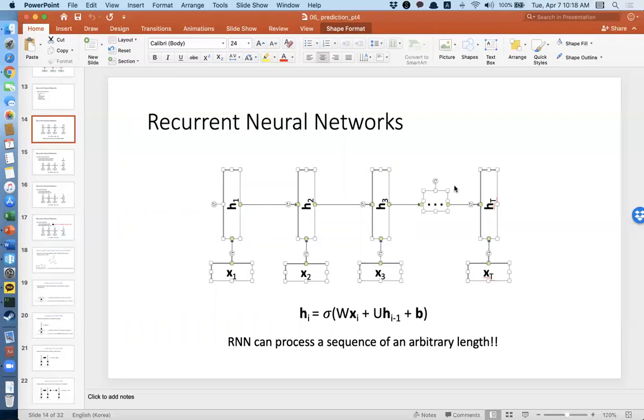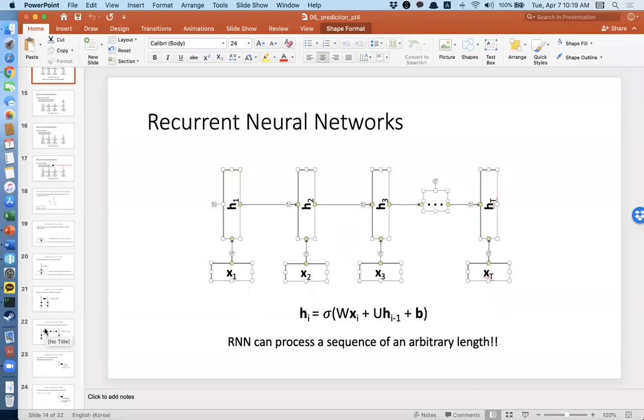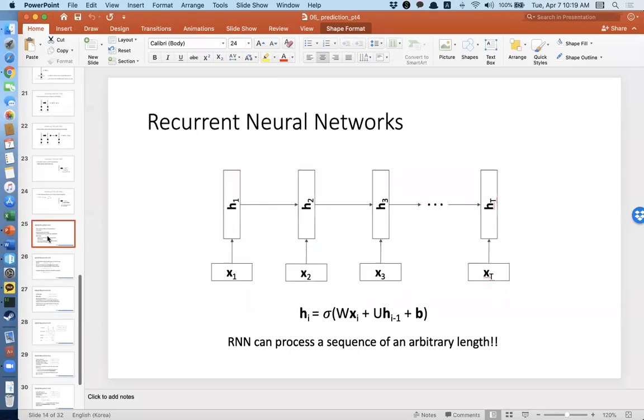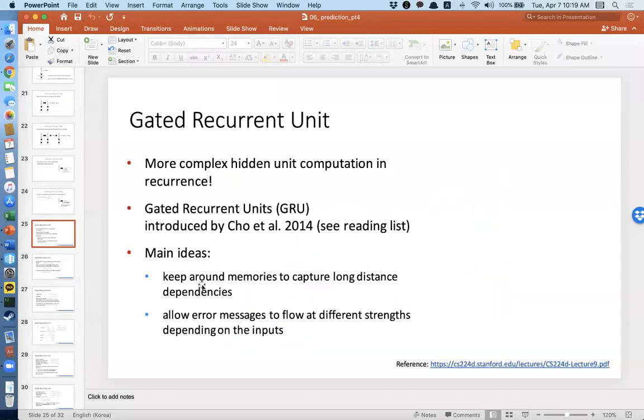If you use a very, very long sequence, like 100 or 200 time steps, that means your neural network is basically a network of 100 or 200 hidden layers. With a lot of hidden layers, the problem of vanishing or exploding gradient will happen and it won't train properly. It won't remember things that happened in the lower layers, the very first time steps. To overcome that problem, GRU uses something called gates. The gates are used to keep around memories to capture long distance dependencies.